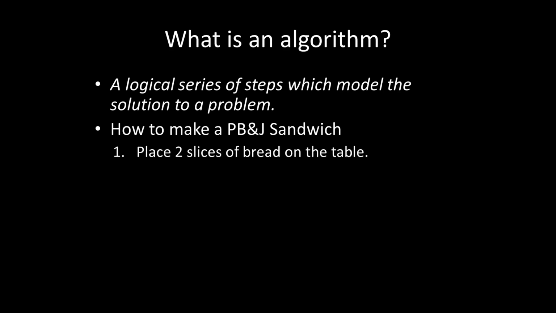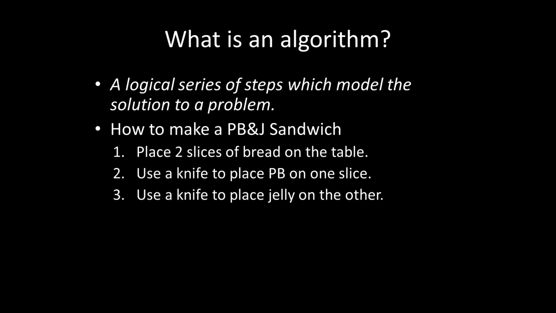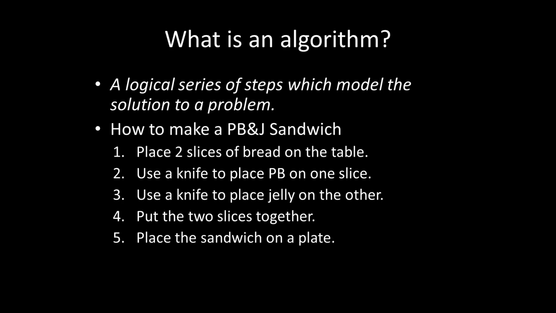First, we want to place 2 slices of bread on the table. All right, simple. Then we want to use a knife to place some peanut butter on one slice, and use a knife to place some jelly on the other. Put the 2 slices together, and then place the sandwich on a plate. Simple. This right here is an algorithm. It's a series of steps which help us solve a problem, right?